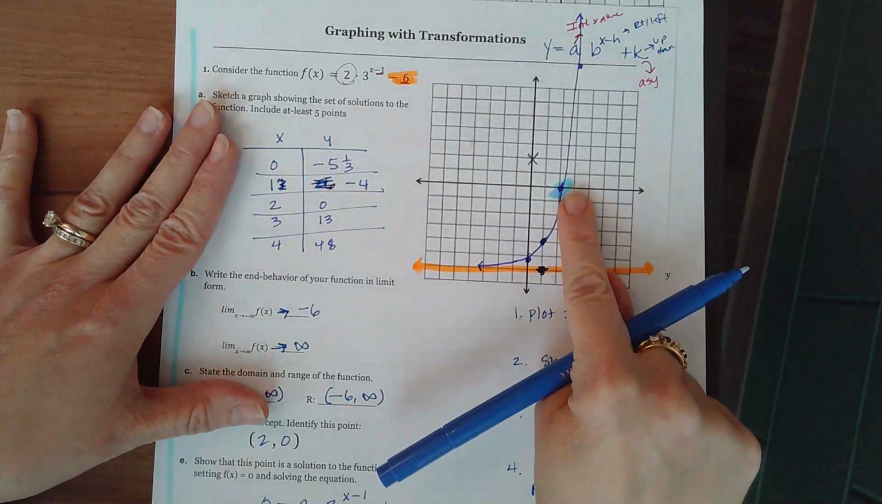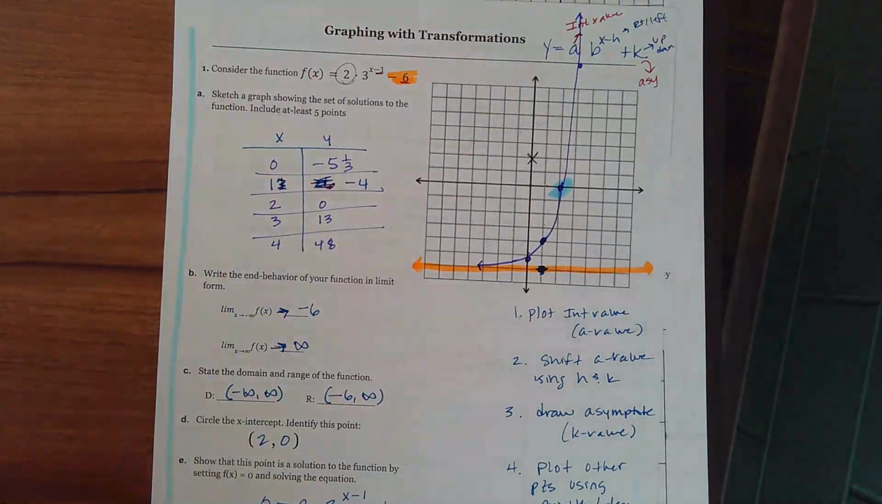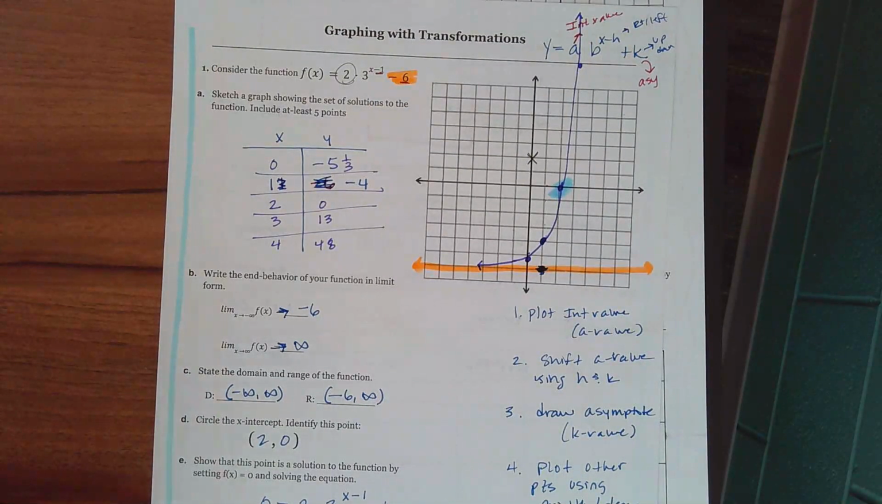I graphed this equation, I found my x-intercept to be 2. When you come to class next, we're going to go over a few more graphing problems, and then you guys practice on what we did in this section.